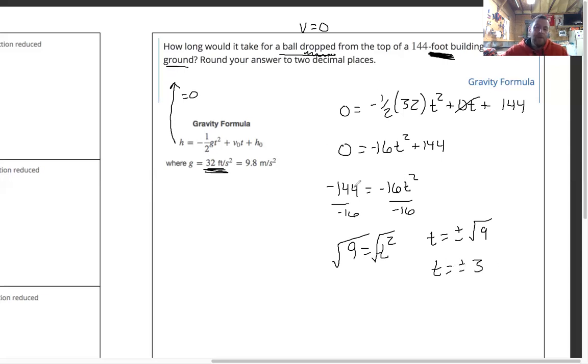But notice, does -3 seconds make sense? No. So notice when this thing is just dropped, it takes 3 seconds to hit the ground. So the answer is 3 seconds.